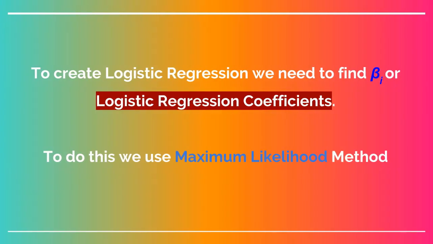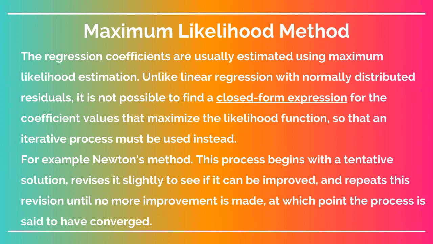So to create logistic regression, we need to find beta i, or the logistic regression coefficients. To do this, we use the maximum likelihood method. The regression coefficients are usually estimated using maximum likelihood estimation. Unlike linear regression with normally distributed residuals, it is not possible to find a closed form expression for the coefficient values that maximizes the likelihood function, so an iterative process must be used instead, for example Newton's method. This process begins with a tentative solution, revises it slightly to see if it can be improved, and repeats this revision until no more improvement is made, at which point the process is said to have converged.